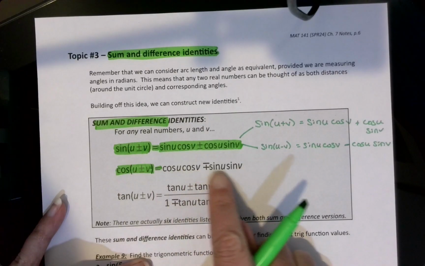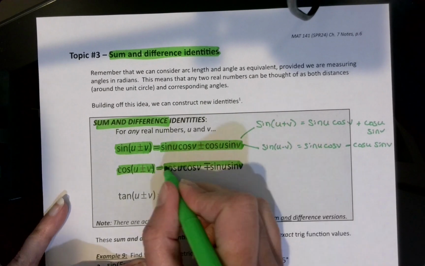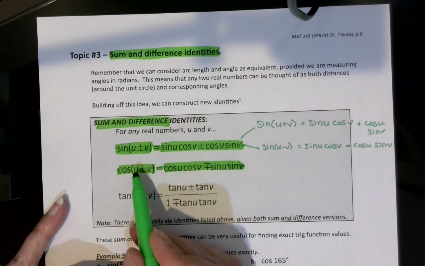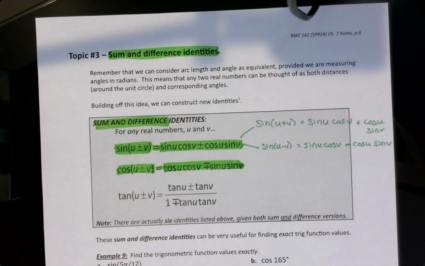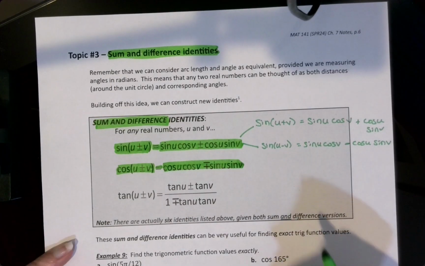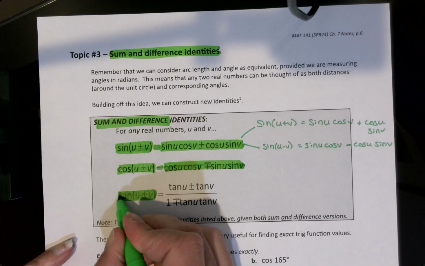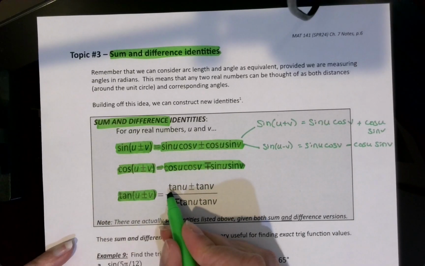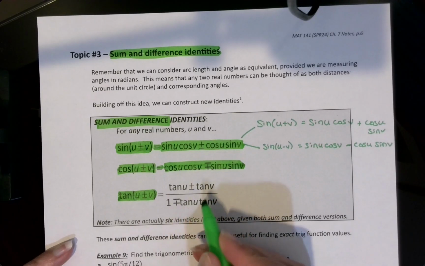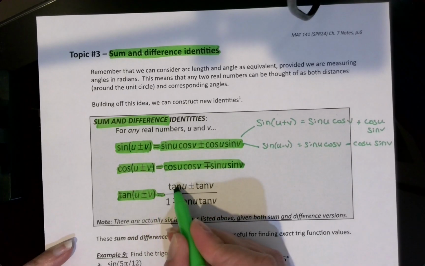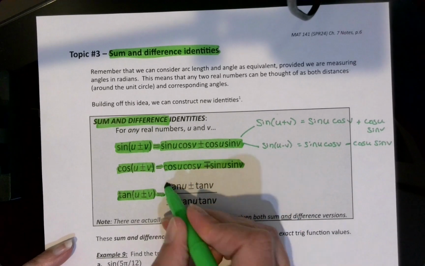Similarly, for tangent, the two tangent identities for sum and difference. For the sum, you're going to have tangent of u plus tangent of v over 1 minus tan u tan v. And for the difference, tan u minus tan v over 1 plus tan u tan v. So we have our sum and our difference identities for all three of them. So this is actually 6 different identities, 3 sum identities and 3 difference identities.